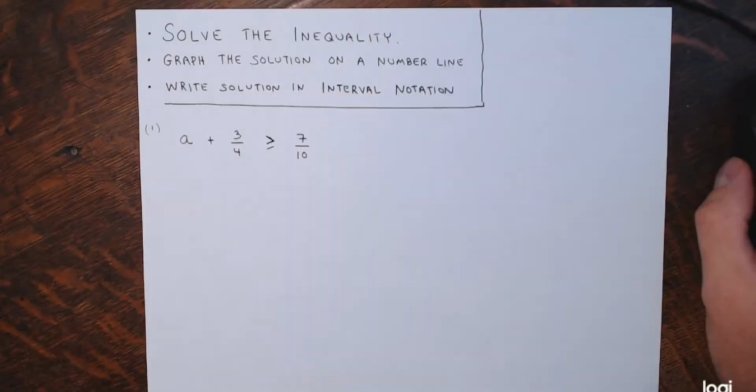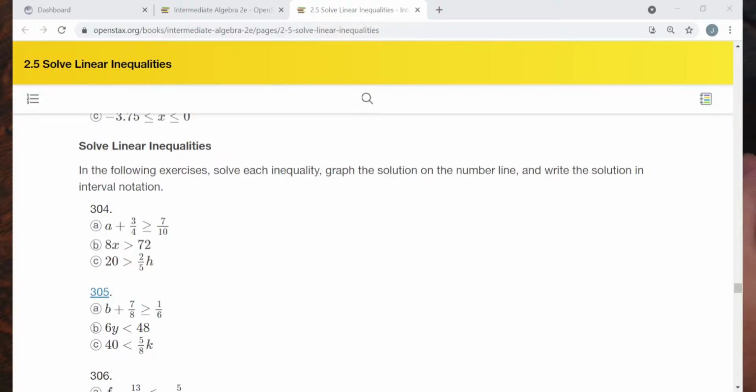And this is just me going through and writing kind of like a solutions manual to the openstacks.org Intermediate Algebra 2nd edition textbook. Let me show you that. Pull up the website here. So this is openstacks.org, their Intermediate Algebra 2nd edition, and this is section 2.5 in that particular book, Solving Linear Inequalities.